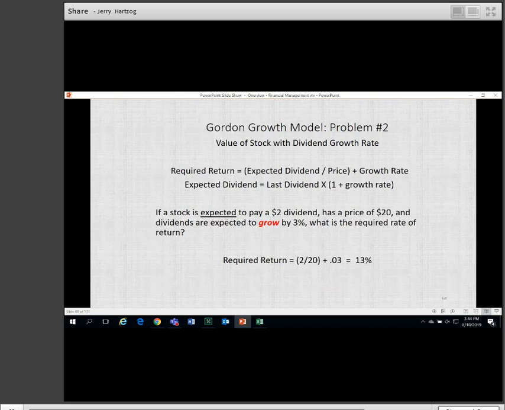Let's look at the other one. Suppose we're asked to solve for required return. Here, it's going to be the expected dividend divided by the price plus the growth rate. So if a stock is expected to pay a $2 dividend, has a price of 20, and dividends are expected to grow by 3%, what is the required rate of return? Well, now we've got the expected dividend, so we don't have to adjust it. So it's just simply the $2 expected dividend divided by the price of 20, gives us 10%. Then we add 0.03, get the 13% required return.